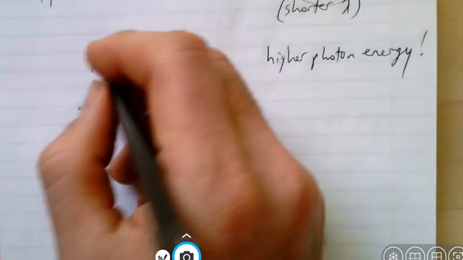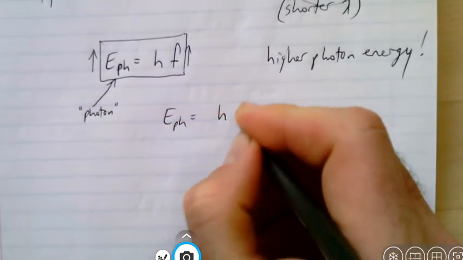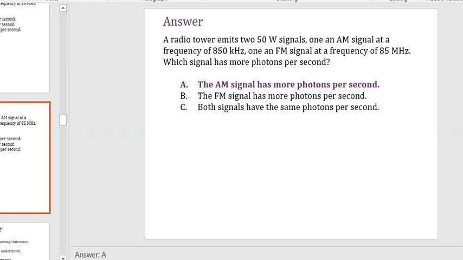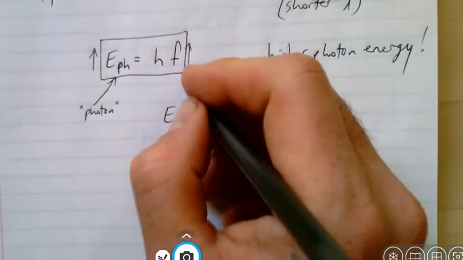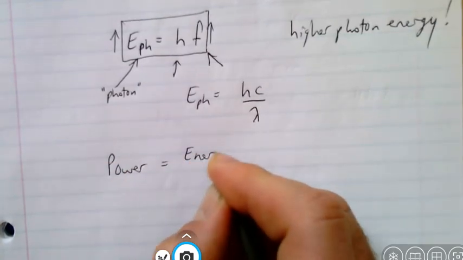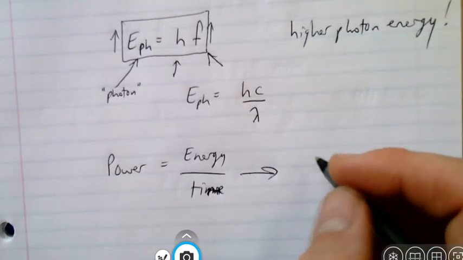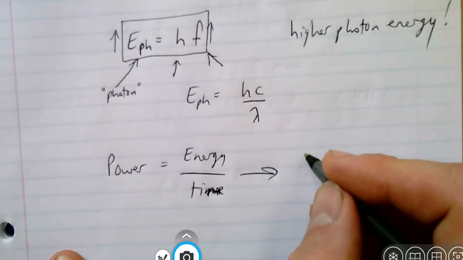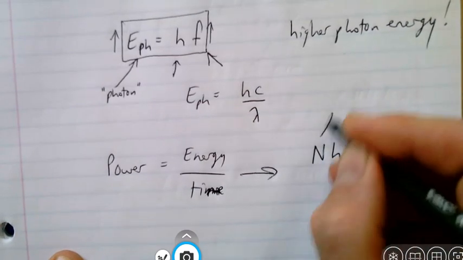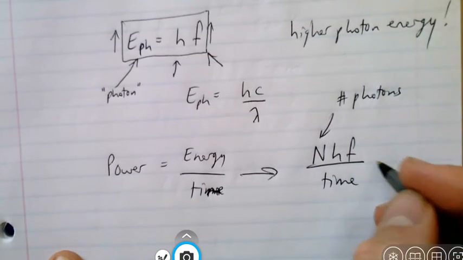We're going to use the same ideas as before, that E is equal to H times F, or that E photon is equal to HC divided by lambda, right? There's another way of looking at it here. But in this case, since it was given in hertz, we can actually just use E is equal to HF. And we'll also think that power is equal to energy per time. So this means that the energy is going to be equal to HF for each photon, times the number of photons, divided by the amount of time is going to be the power.